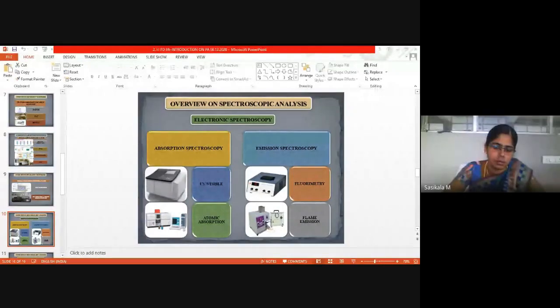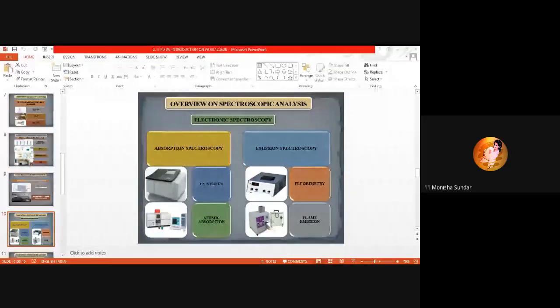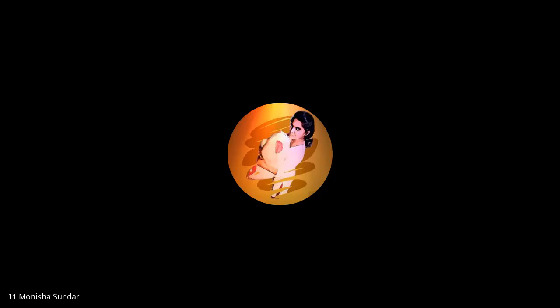Monisha, say about the topics what we have discussed. Rules on theory classes and rules and regulations on practical classes. Then, what is pharmaceutical analysis?